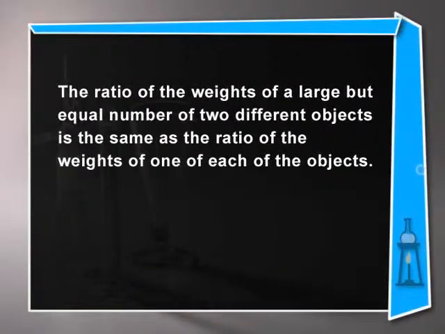This leads us to a very, very important concept. The ratio of the weights of a large but equal number of two different objects is the same as the ratio of the weights of one of each of these objects. If necessary, stop the video and think about this. It says that if I have 11^4 gazillion of one object and 11^4 gazillion of a different object, the ratio of the weights of all 11^4 gazillion of these objects is the same as the ratio of the weights of just one of each of these objects.